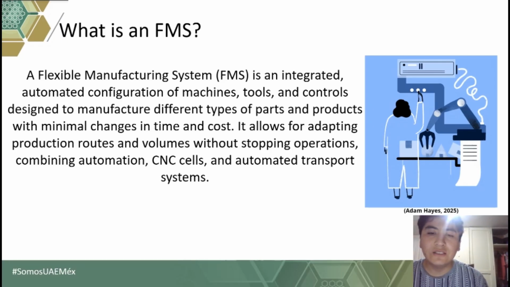It allows for adaptation of routing and production volumes, combining automation, CNC cells, and automated transport systems. In computing, file management systems are software that organizes, stores, and manages files in a computer and/or network.